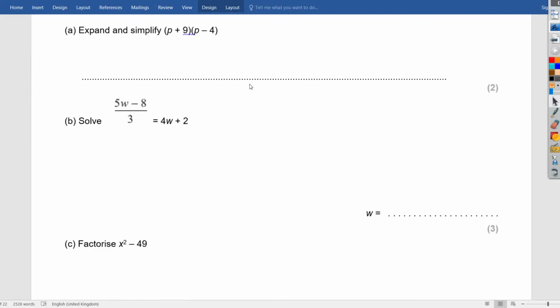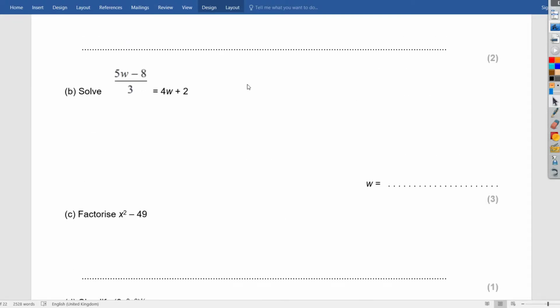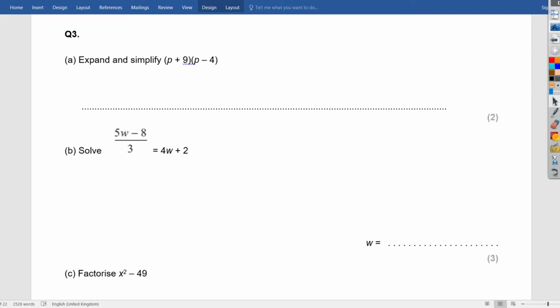Okay, scroll down. Next one. Question 3. Okay, so let's start here. We've already done one of these in question 1. Let's just quickly expand and simplify. You should get used to this now. So it's just literally all this bracket times by p first, and all this bracket times by 9.